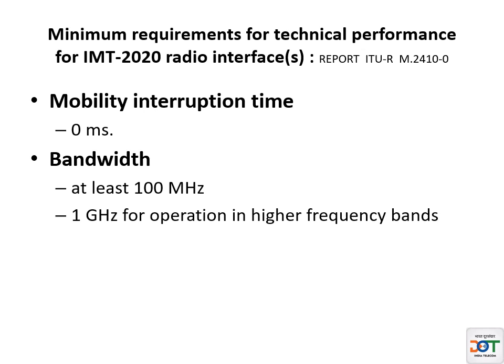The technical performance requirement for mobility interruption time is 0 millisecond. That means there has to be no interruption during mobility. When the UE is moving from one bus station to another bus station, the interruption time allowed is 0 millisecond. And then the bandwidth. If you look at the 4G system, it can support a maximum bandwidth of 20 megahertz. In 5G, it is defined that it has to support at least 100 megahertz of bandwidth, and 1 gigahertz if the operation is in higher frequency bands, that is millimeter waves and so on.